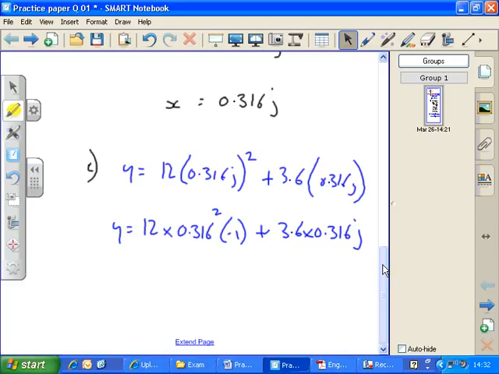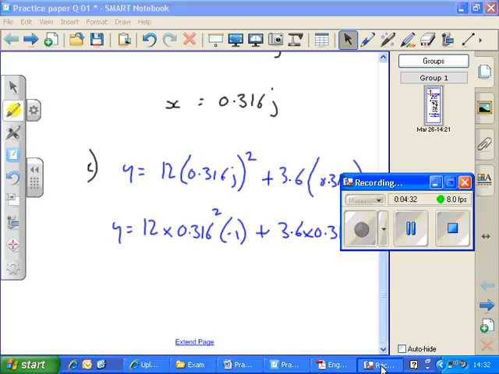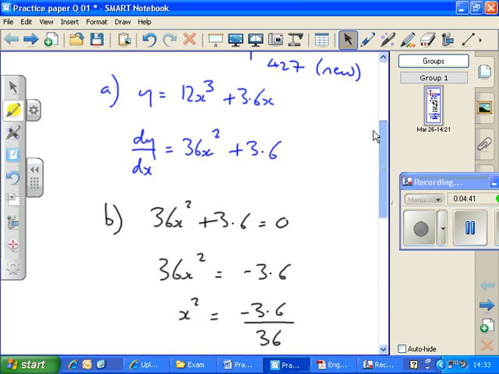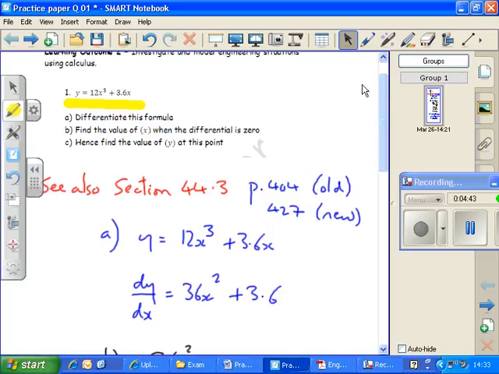Not what I intended this question to do, actually. And we get y equals minus 1.2 plus 1.138 j. In the exam, I won't be giving you a complex solution. It could just be to do with finding the differential, finding the value of x when the differential is 0, and then finding the value of y at that point. So see some of those questions in section 44.3.